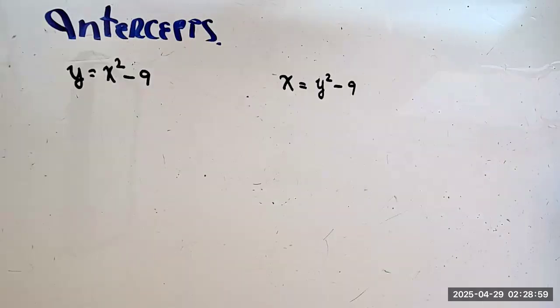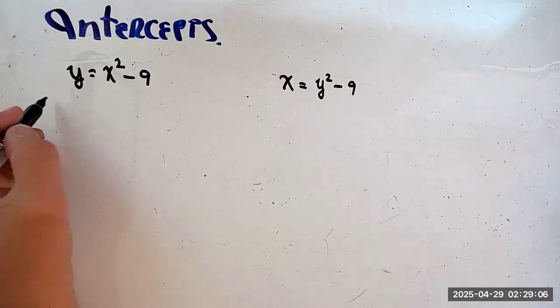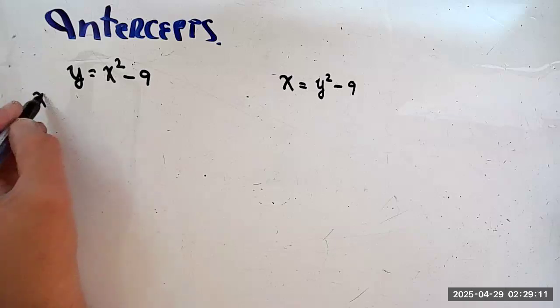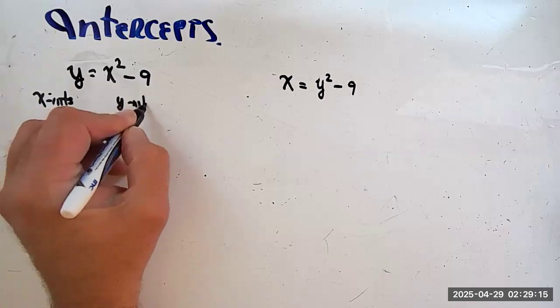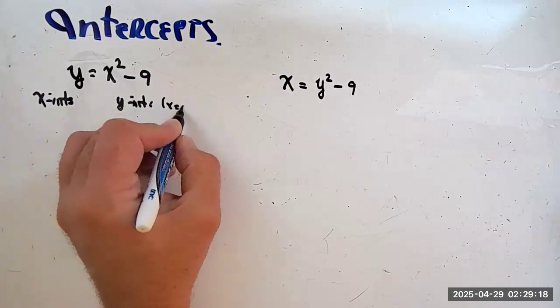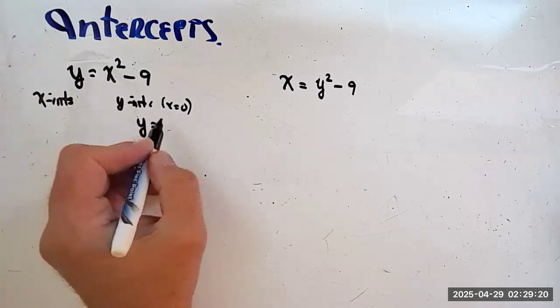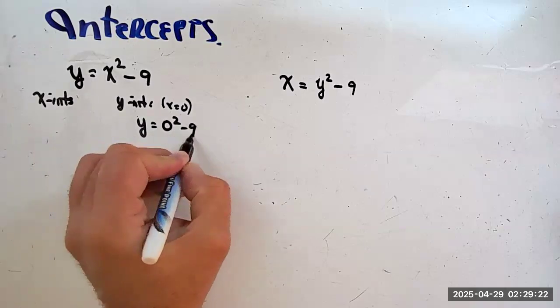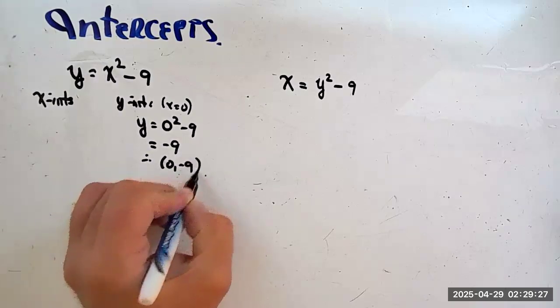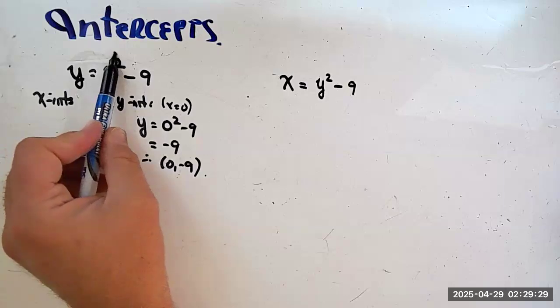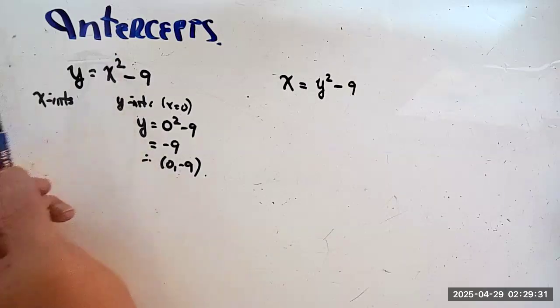Let's take these 2 examples. So we have y equals x squared minus 9. So let's find the x-intercepts and the y-intercept. Of course, we make x equals 0, so we have y equals 0 squared minus 9, which is negative 9. Therefore, 0, negative 9. When x equals 0, you have negative 9.